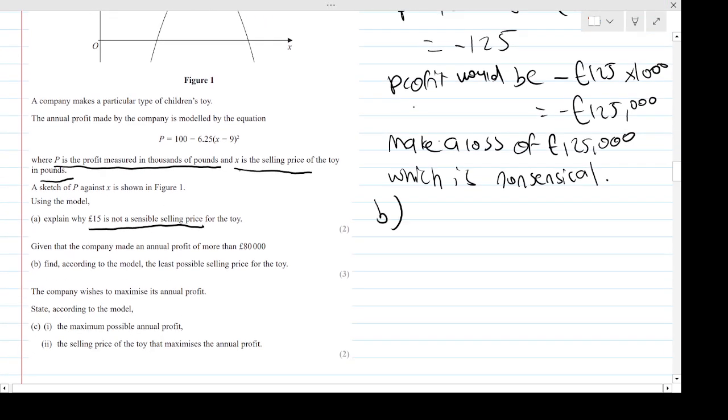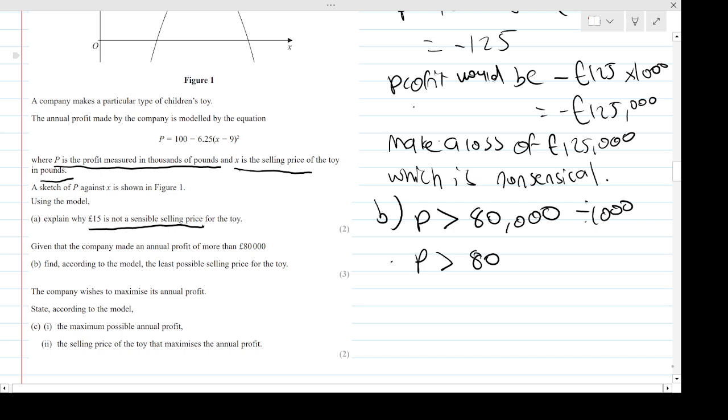Part B then says, given the company made an annual profit of more than 80,000. So P, remember, the annual profit is P. So it's telling you the annual profit P is more than 80,000, so P is going to be greater than 80,000. But again, P is in thousands of pounds. So we need to then divide that by 1,000 to get the value of P to substitute into the model. So then actually P would be greater than 80.